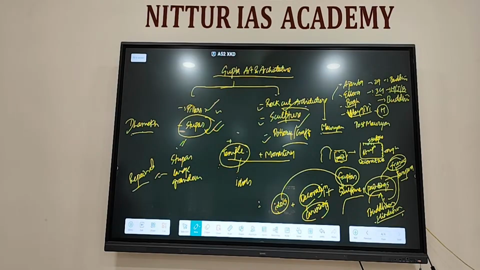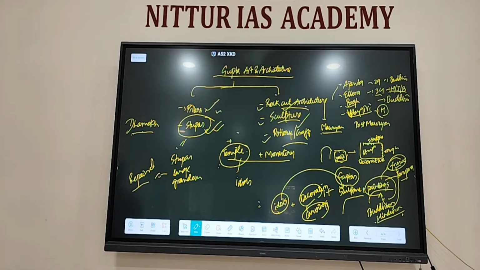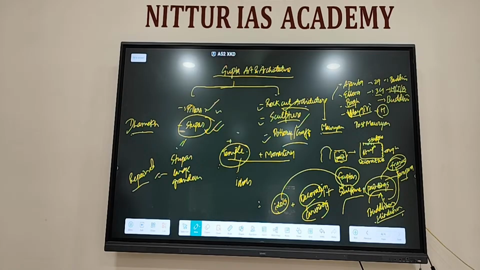They contain large Buddha images, Bodhisattva images, decorative pillars and paintings of fresco style, fresco murals.